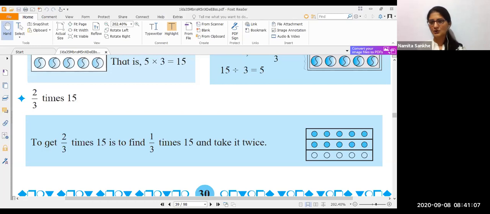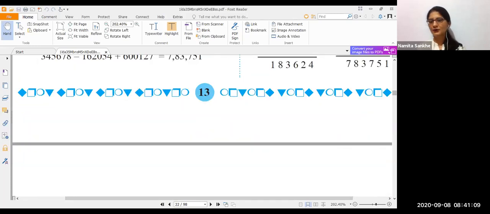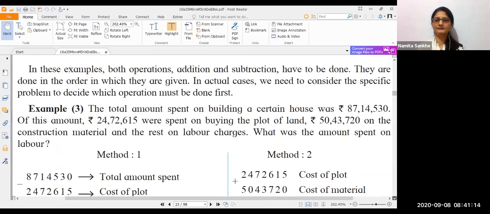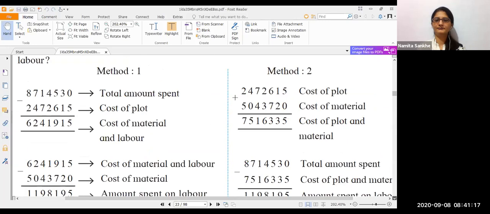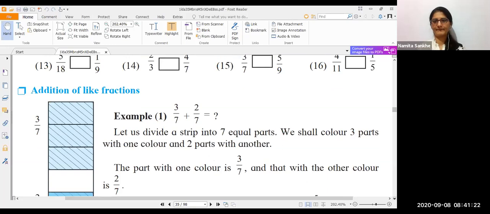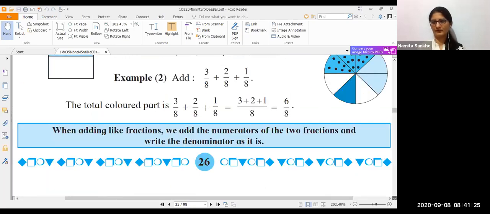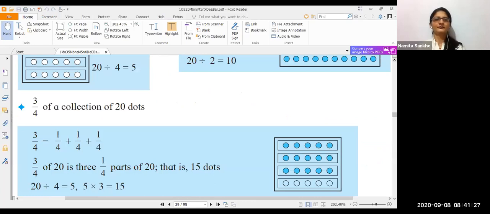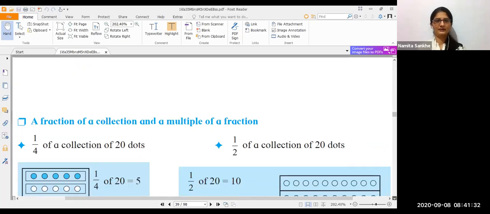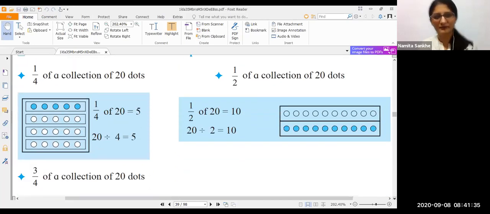Okay, children. So this is the way you find out a fraction of a collection. The collection of some things is given and you need to find it out by the given fraction.